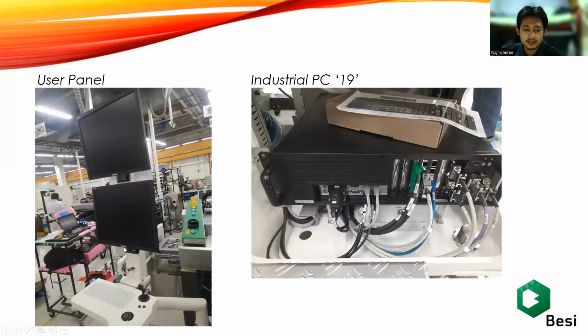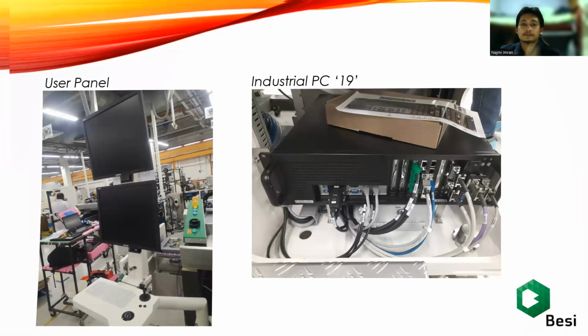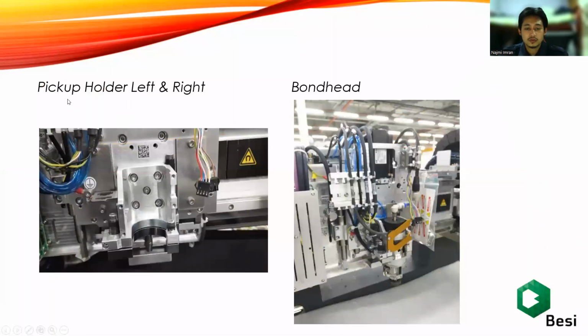Like this, the user panel. These two machines have two types of monitor with one PC, so we have to lay out all the cable before connecting to the PC. We also have the pickup holder, left and right, so we have to install both sides. After we install the holder, then we put the bonehead here. This one is the bonehead, as you can see here.